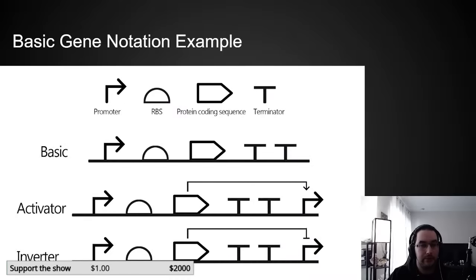So here's an example of this. Like I say, promoter is the bent arrow. A ribosome binding site is the sort of hemisphere or the half circle. A protein coding sequence is the boxed arrow, and a terminator is a T. So in a basic case, you'll show the promoter, you'll show a ribosome binding site, because it's also important that there's hundreds of different promoters.